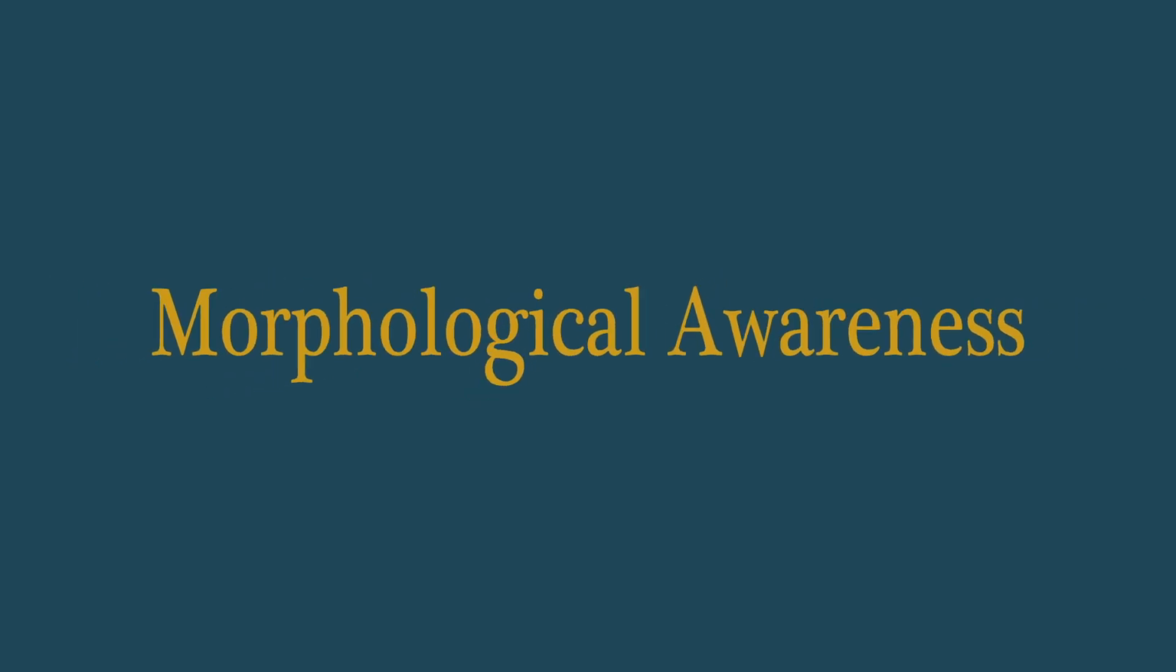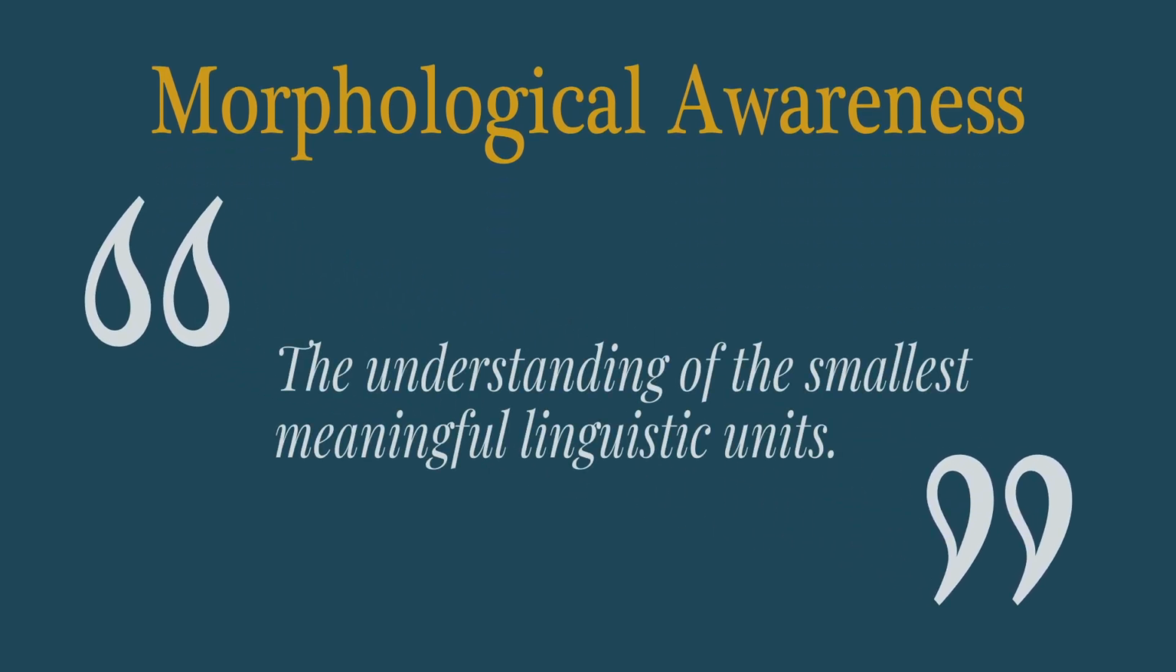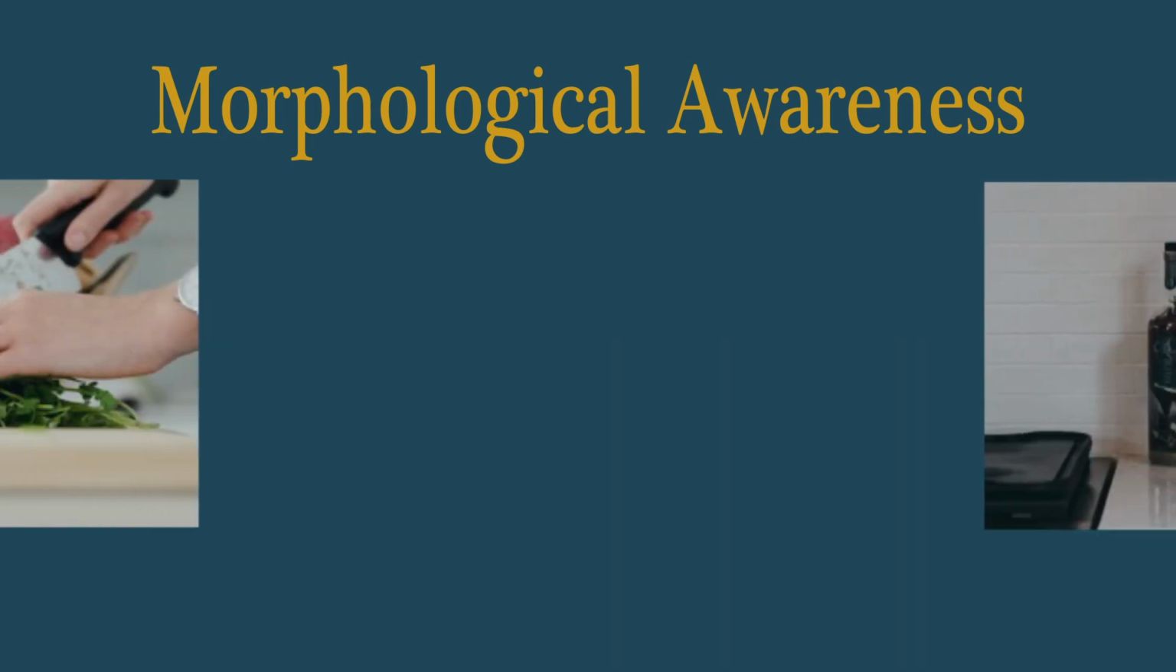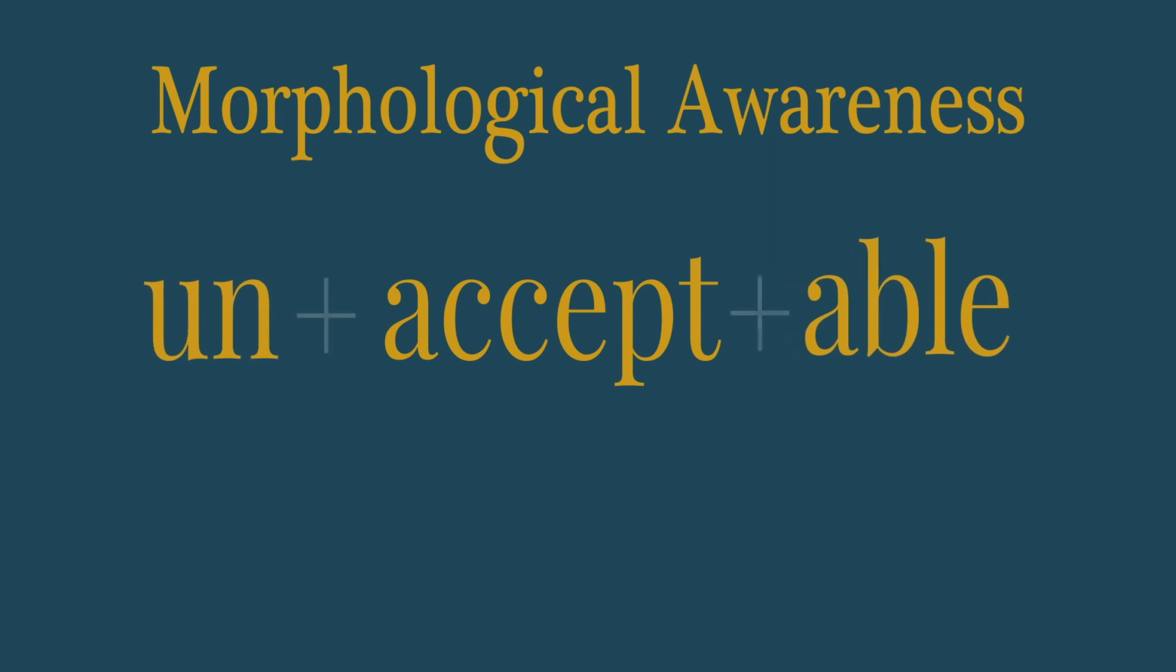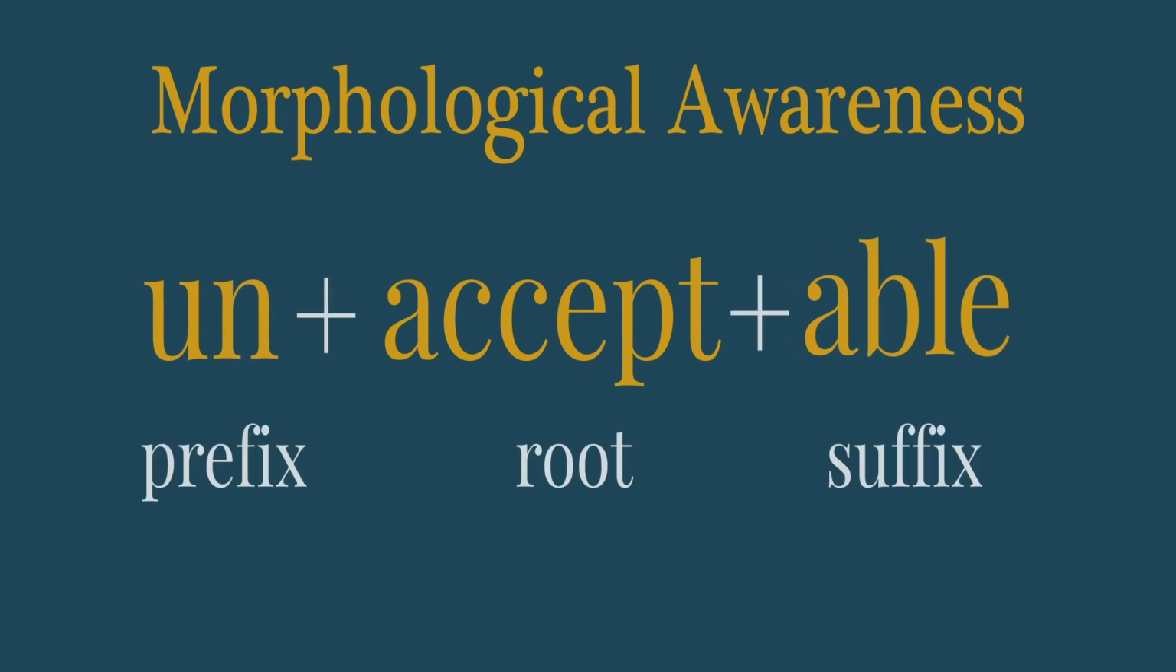Let's unpack what morphological awareness means. This word is defined as the understanding of the smallest meaningful linguistic units. This can be demonstrated by the ability to know the difference between knife versus knives. Another example of this would be to be able to take a word such as unacceptable and break it apart into its prefix, root, and suffix. This is crucial to truly understanding words rather than just memorizing them.